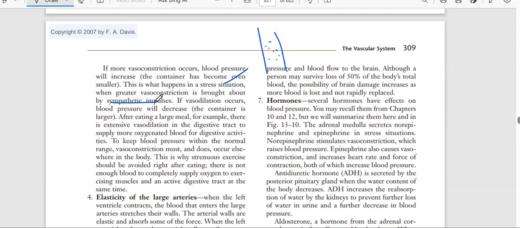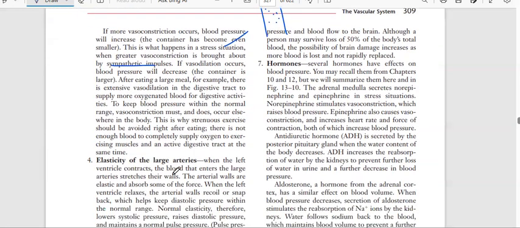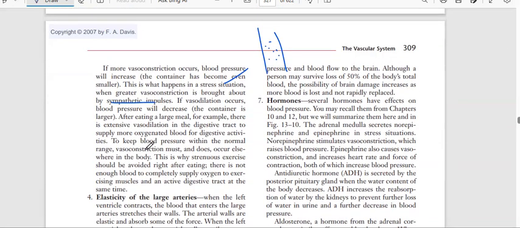If vasodilation occurs, blood pressure will decrease. After eating a large meal, for example, there is extensive vasodilation in the digestive tract to supply more oxygenated blood for digestive activities. To keep blood pressure within the normal range, vasoconstriction must and does occur elsewhere in the body. This is why strenuous exercise should be avoided right after eating. There is not enough blood to supply oxygen to the exercising muscles and an active digestive tract at the same time. So basically, one example is given: in a stressful condition, vasoconstriction will happen.